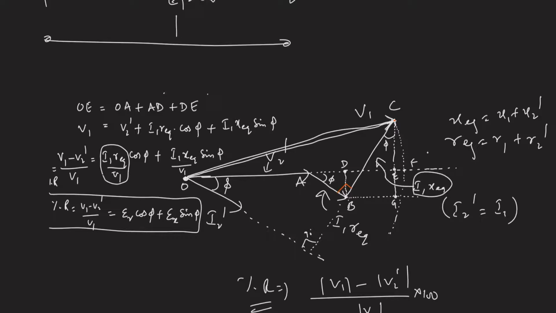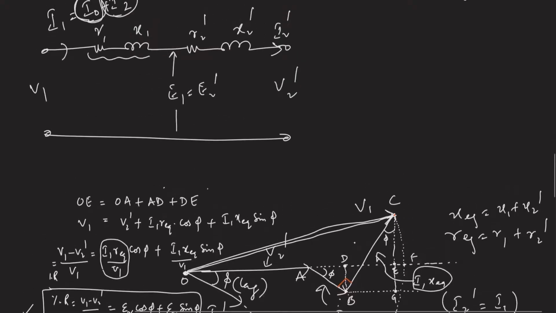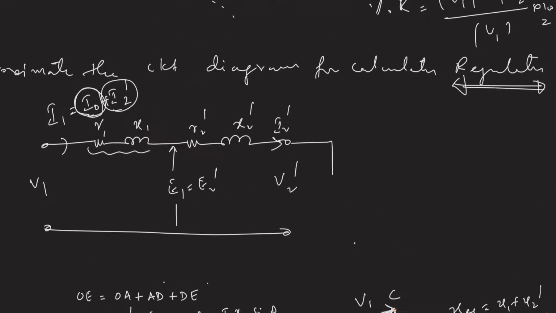So under these two approximations, this relationship is valid, right? Now one more observation. I have chosen this current as a lagging power factor, but if I take a leading power factor load current, suppose this transformer is delivering to a capacitive load and this current is now leading with respect to the terminal voltage V2 dash.